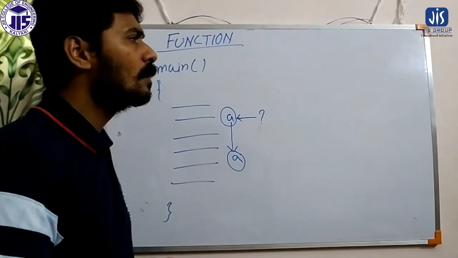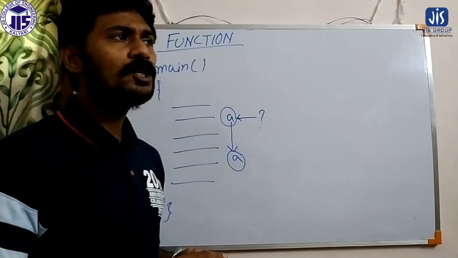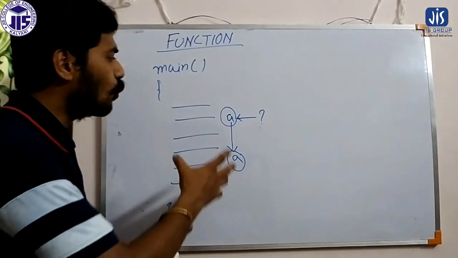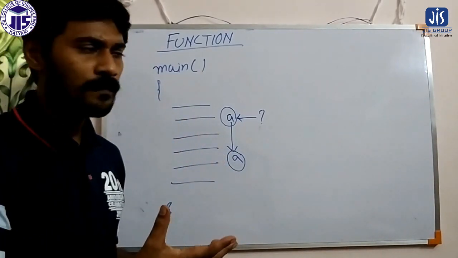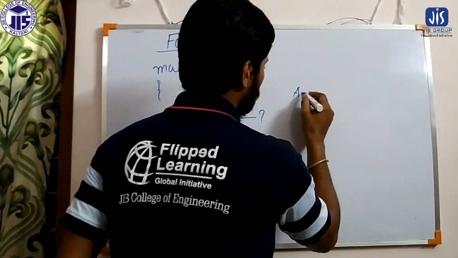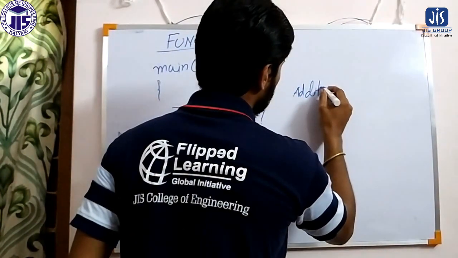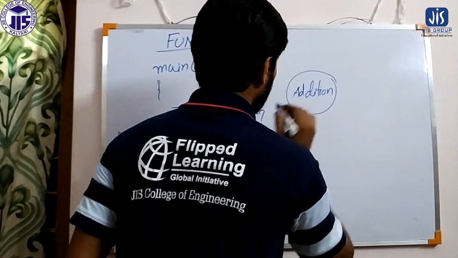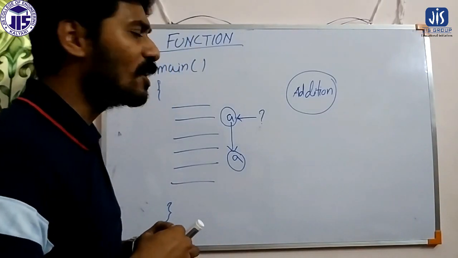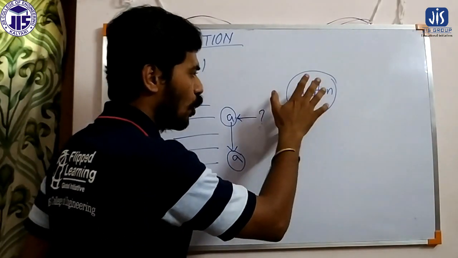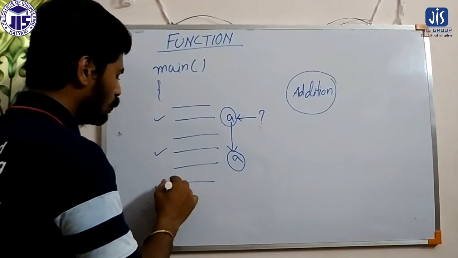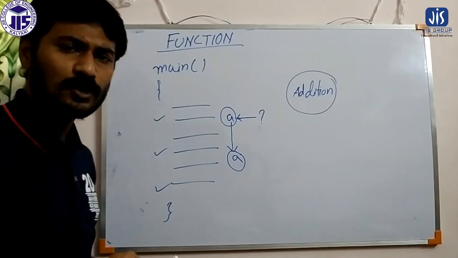Not only this, some set of statements or functionality may be required in the program multiple times. For example, a very simple one, there is an addition operation. This addition operation is a function basically. Addition is the operation, or you can say it is a functionality. This addition function or operation may be required in this program multiple times, as it is a very large program.